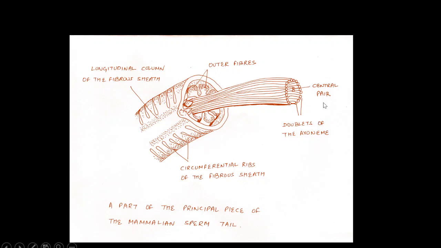So we look at the tail. As I told you, instead of the mitochondria, as in the middle piece, the axoneme is surrounded by the outer dense fibers, and then they are surrounded by the fibrous sheath. The fibrous sheath will have circumferential ribs present. So these are the C-shaped rings or ribs present.